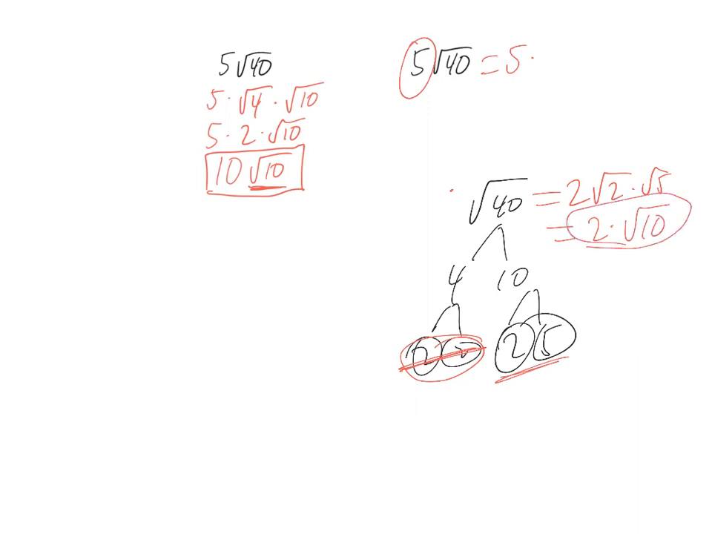But again, that's just your rad 40. I've got to put that up here with the 5. So it's 5 times 2 rad 10. We can take that a step further and make 5 times 2 is 10 times the square root of 10. And we get the same answer either way.